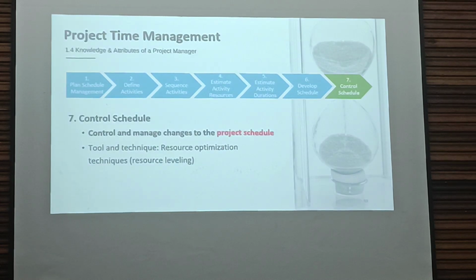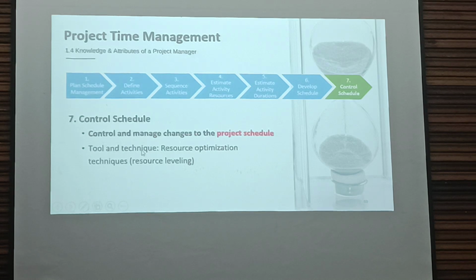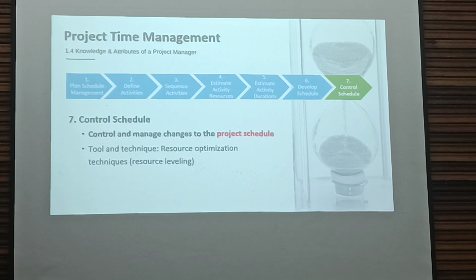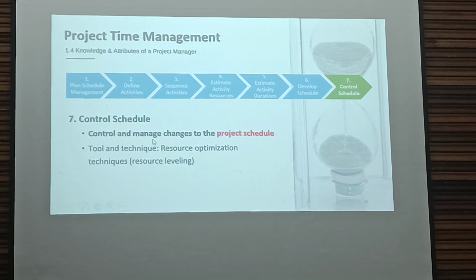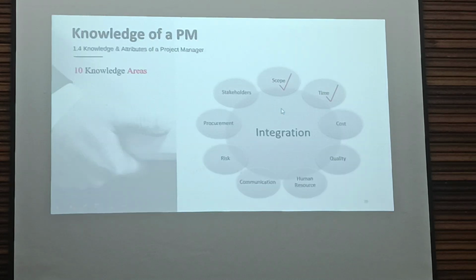Last is control schedule. Control and manage changes to the project schedule. The project schedule will change when a new requirement is received and it has been approved. So when new requirements are received and approved, the project schedule will change and you have to update the project schedule.